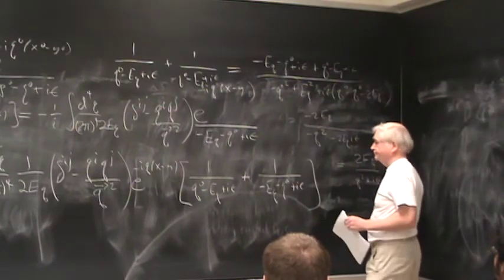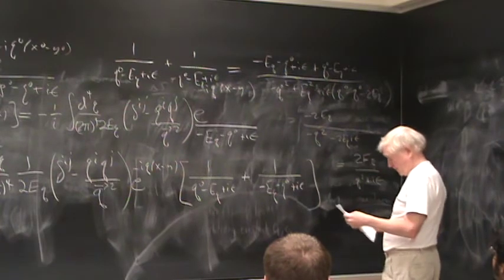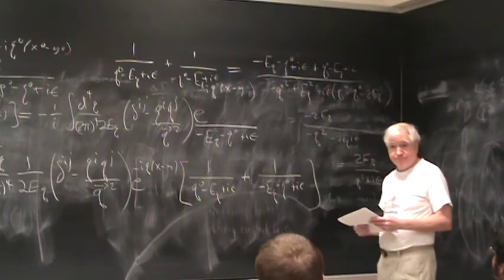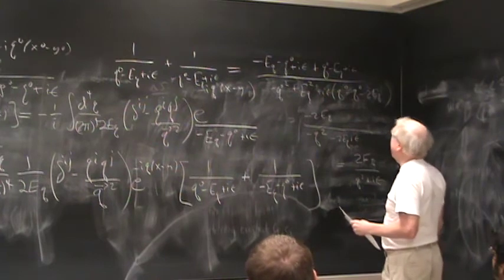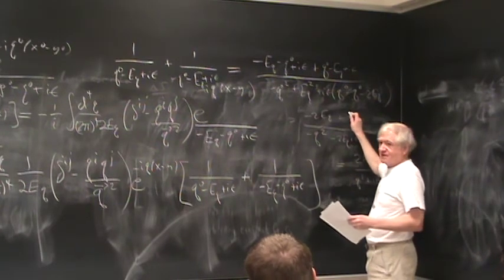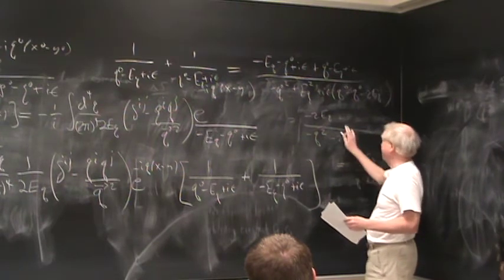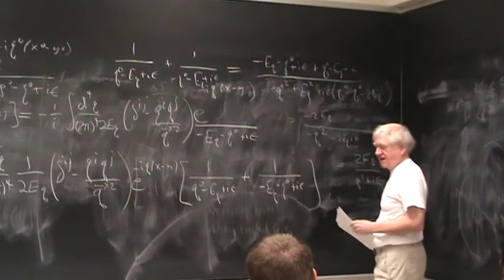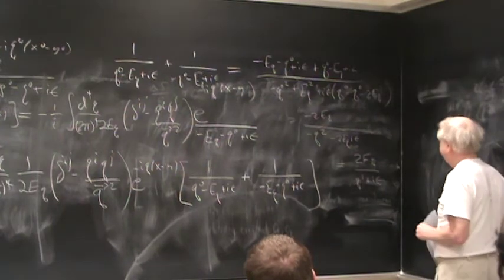What did you do with the I epsilon on top? Well, if you put it... Oh, yeah, you're right, fine. You're going to set the other term. Yeah, everything else is finite, so it doesn't matter. The I epsilons are only important in the numerator.